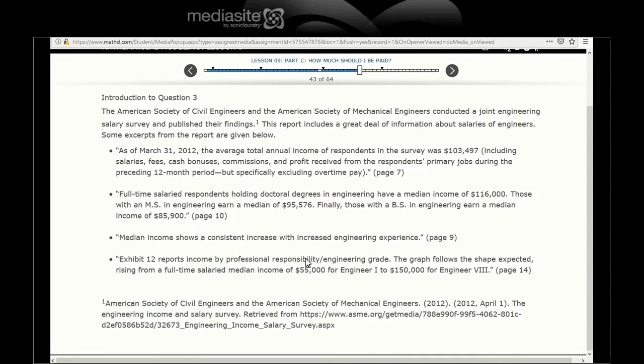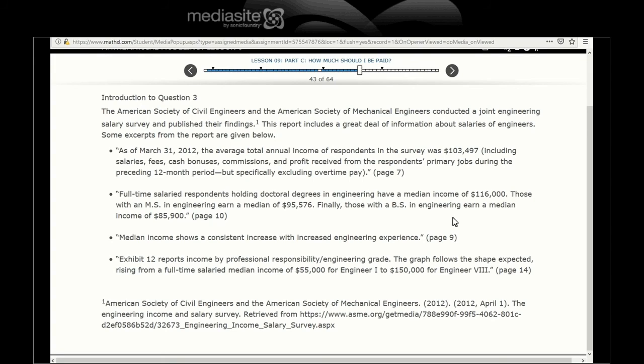So let's see, as of March 31, the American Society of Civil Engineers conducted a joint engineering survey. As of March 31, the average total income of respondents to the survey was $103,497, including all that stuff, during 12 months, but excludes overtime pay. Full-time salary engineers holding doctorate degrees have a median income of 116. Those with a master's is 95.5, and bachelor's 85.9. Median income shows a consistent increase with increased engineering experience. Okay, the higher your degree, the more you make.